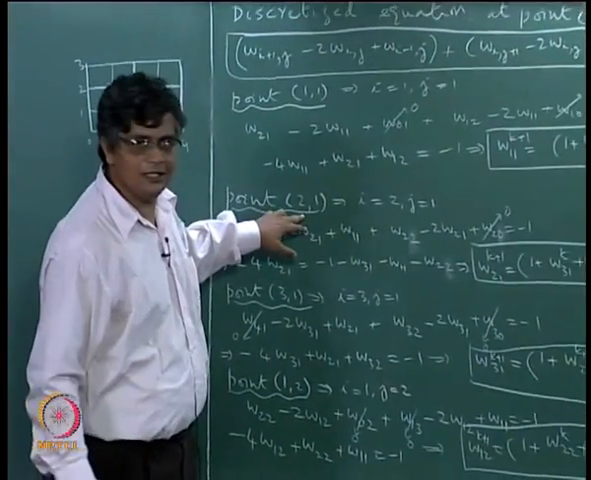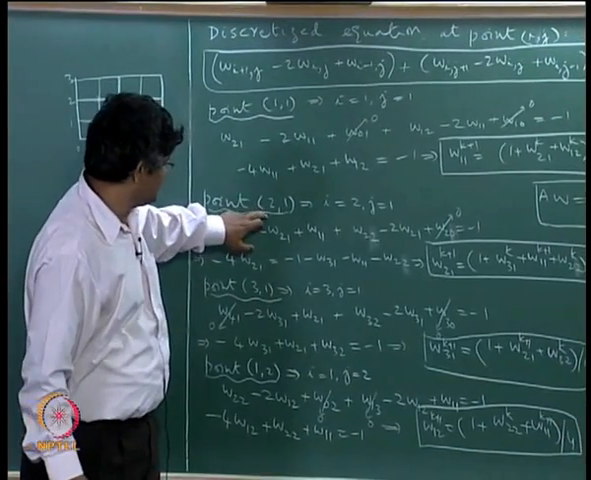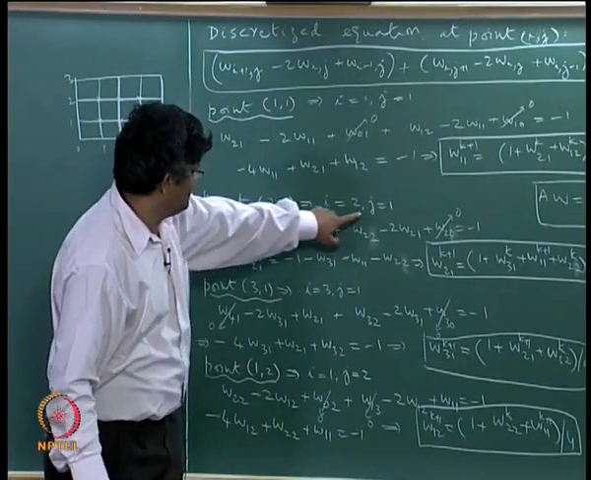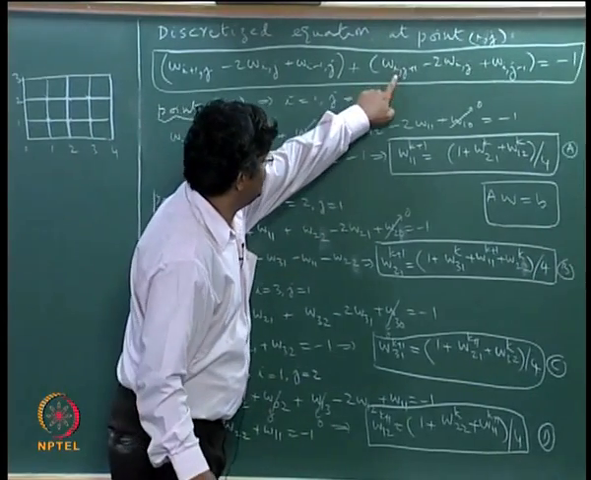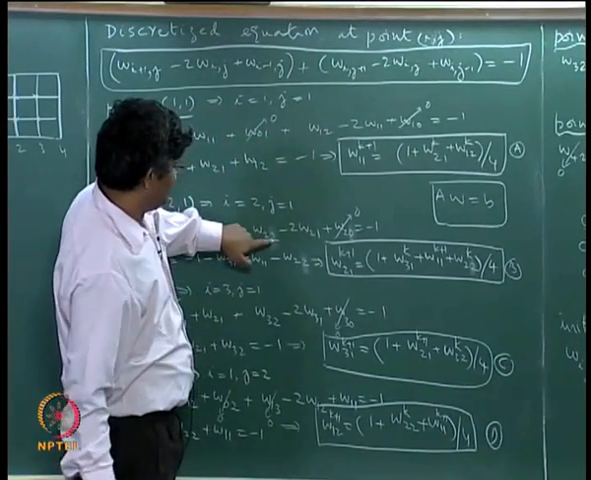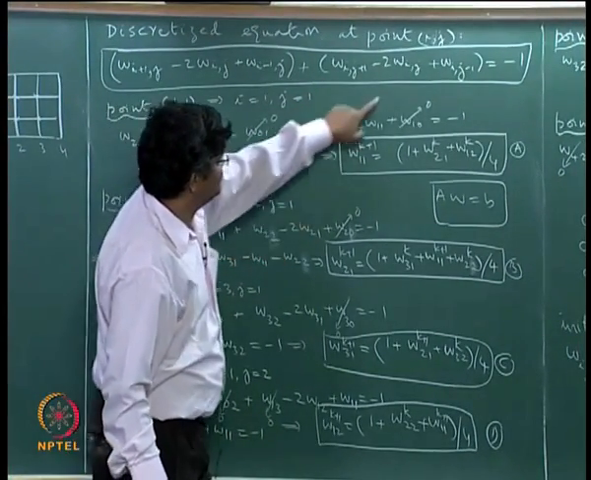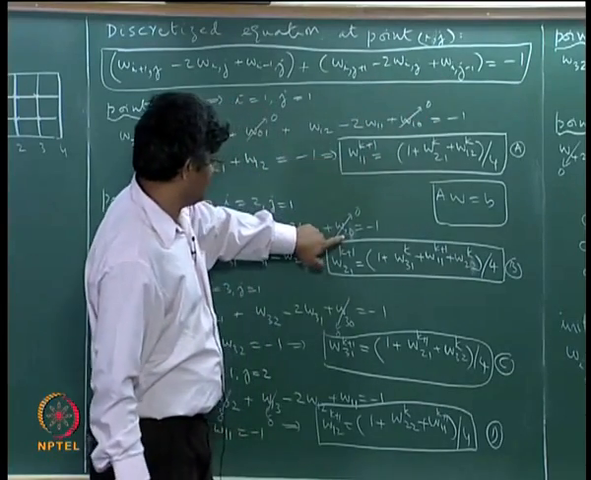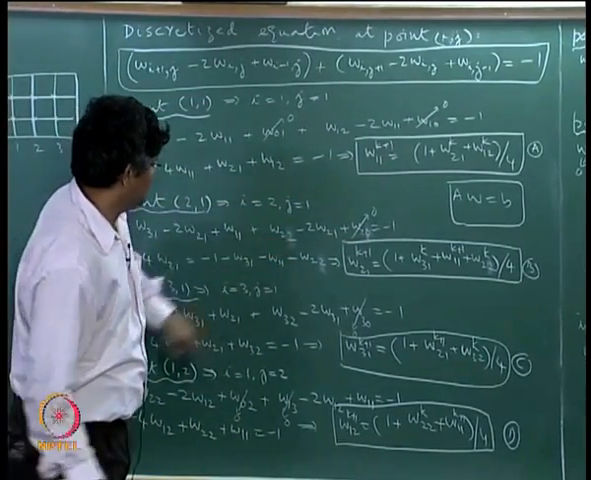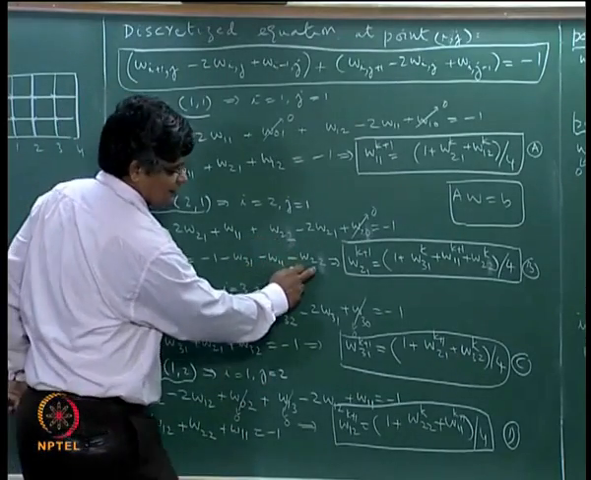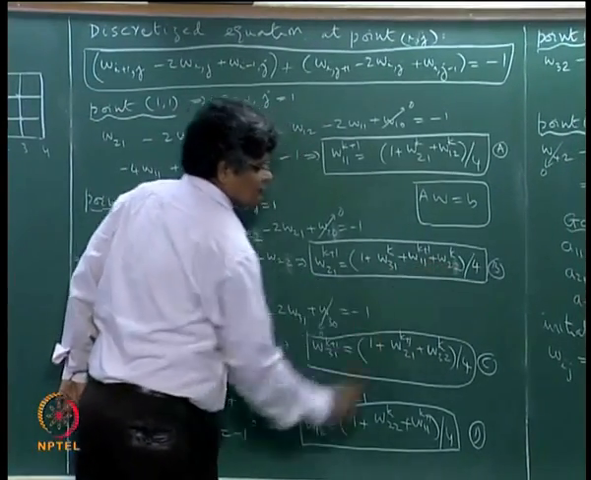In evaluating this point, we made a small mistake here. When j is equal to 1, so this is I j plus 1, so this is W22 and this is 21 and this is 20. So this we put correctly, this we put correctly. Here we put it as 23, so that has to be corrected here and also here. So this is the formula.